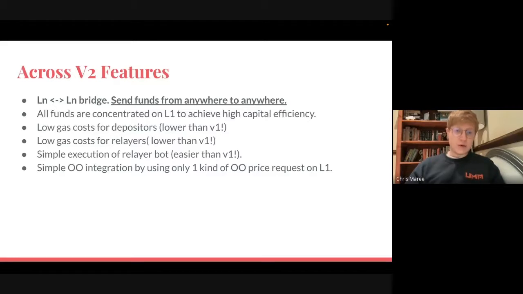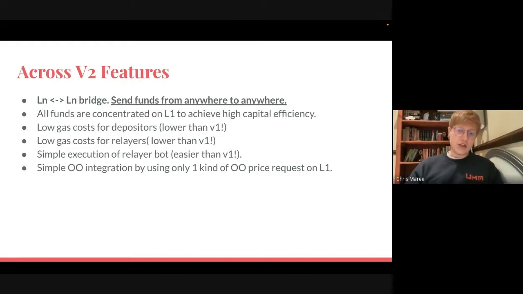Another important feature is that all the funds in V2 are concentrated on layer 1. This gives us much higher capital efficiency, and we'll dig a little more into why this is important and why it's cool later. It has very low gas costs for depositors, lower than V1, which is important. And equally, the costs for a relayer are also lower than V1. The execution of a relayer bot is designed to be very simple, and the actual implementation of the relayer bot is much simpler than in V1.